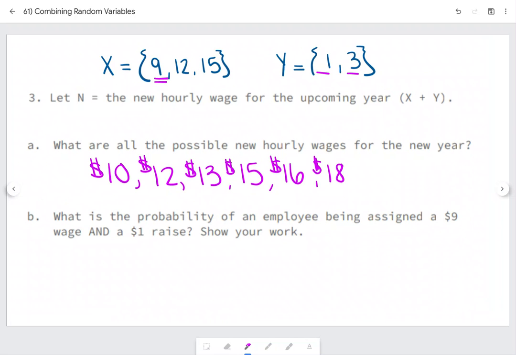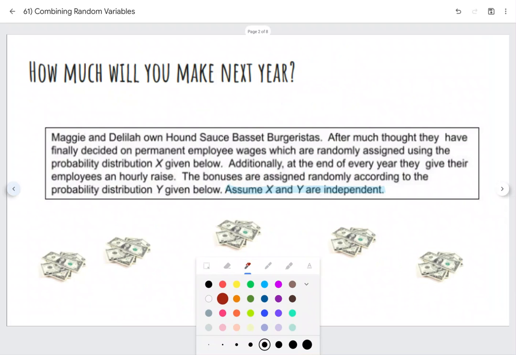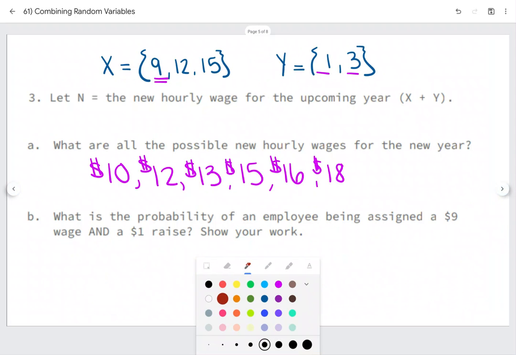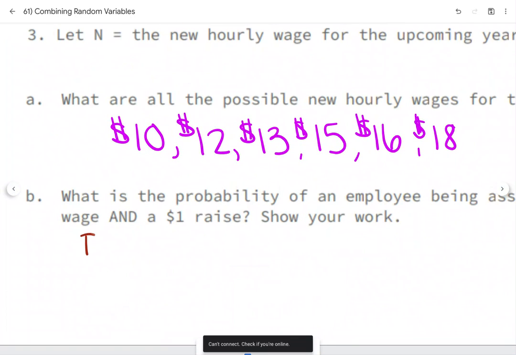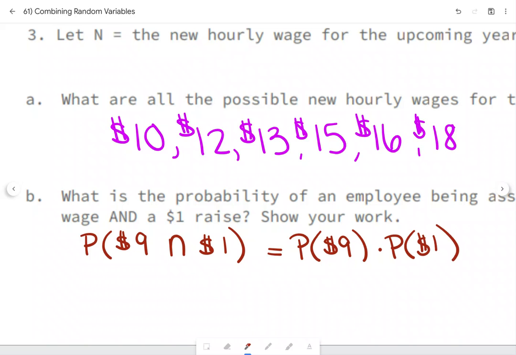So notice in this case, the most important thing when I'm going to compare these is that it was said that these two events were independent of each other, right? If I go back here, assume X and Y are independent. Since they're independent of each other, the probability of having a $9 wage and a $1 raise would be equivalent to the probability of having that $9 wage times the probability of having that $1 raise.